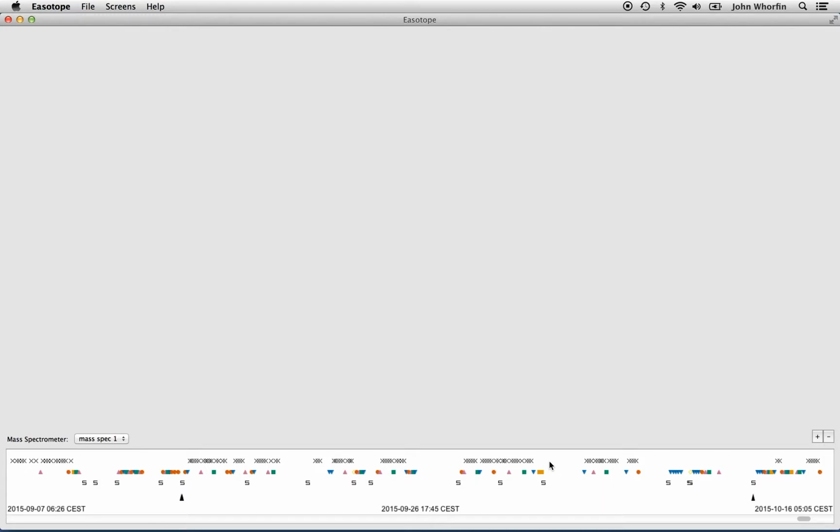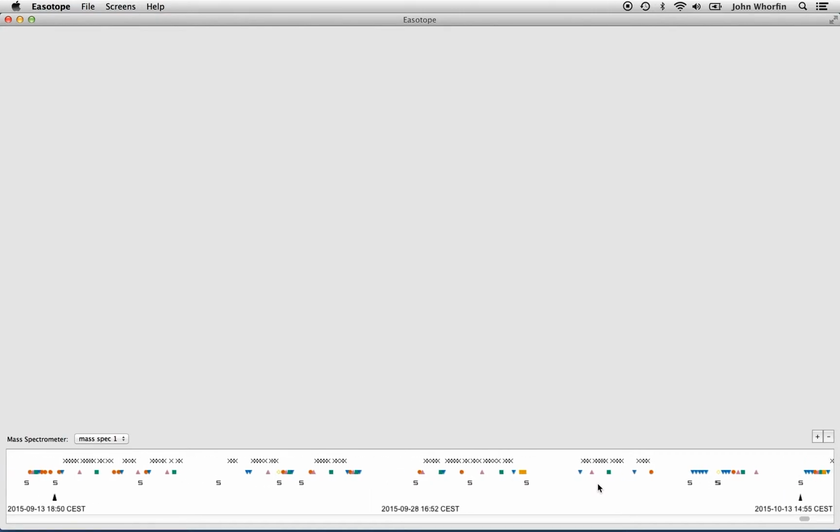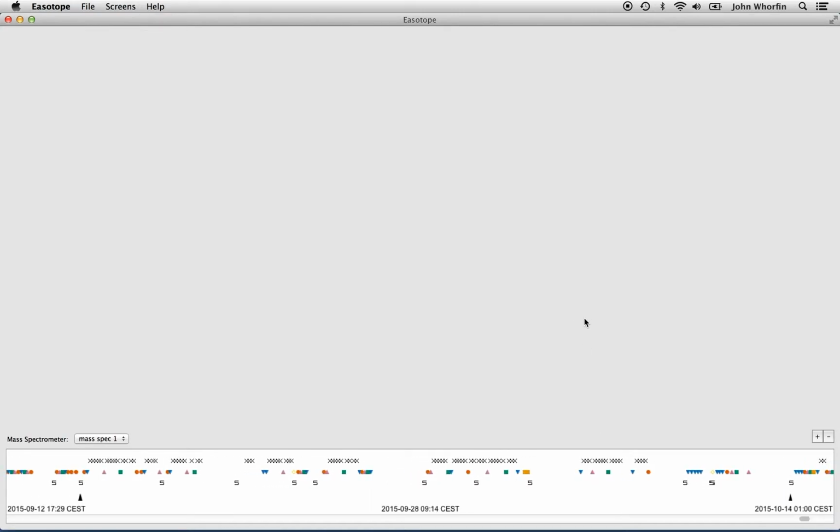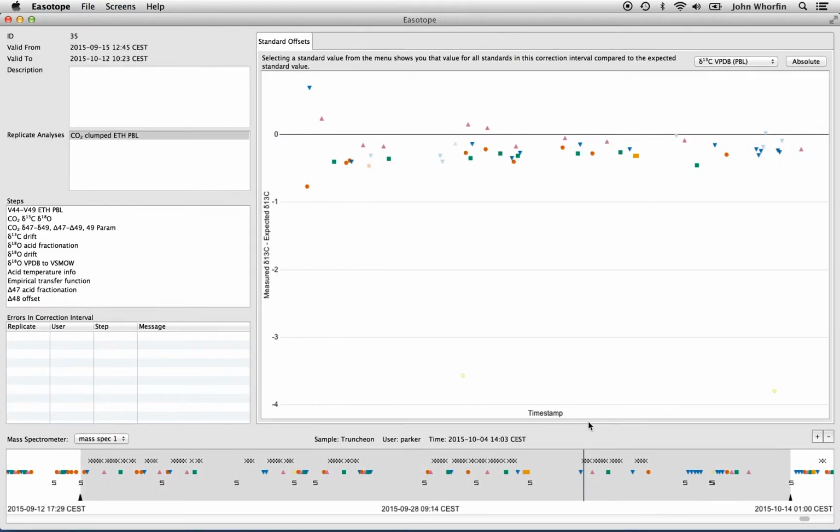Above the standard runs, we see the samples, and if we hover over a sample, you can see the name of the sample, the user that sample belongs to, and the time that sample was run. So if we want, we can now select something from this list to get the rest of the data analysis working. So I'll select this point here that we were looking at.